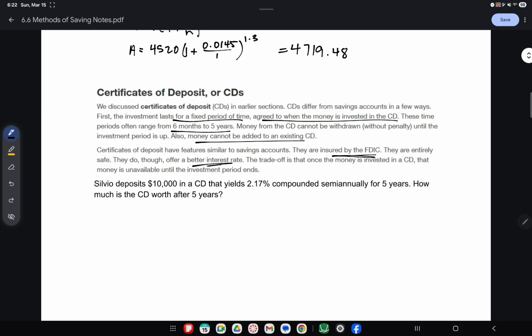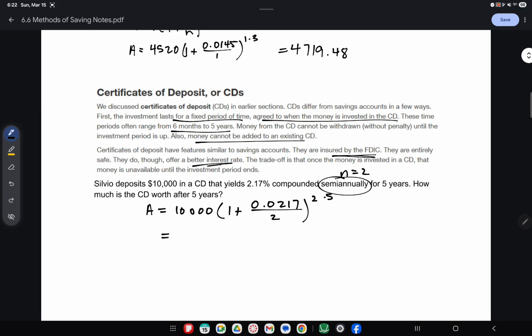So, all right, let's see. We've got $10,000 in a CD that yields 2.71% compounded semi-annually for 5 years. How much is a CD worth after 5 years? Actually, we can use the same formula. So we have an initial amount that had an interest. Compounded semi-annually, so that's n equals 2. And then for 5 years.